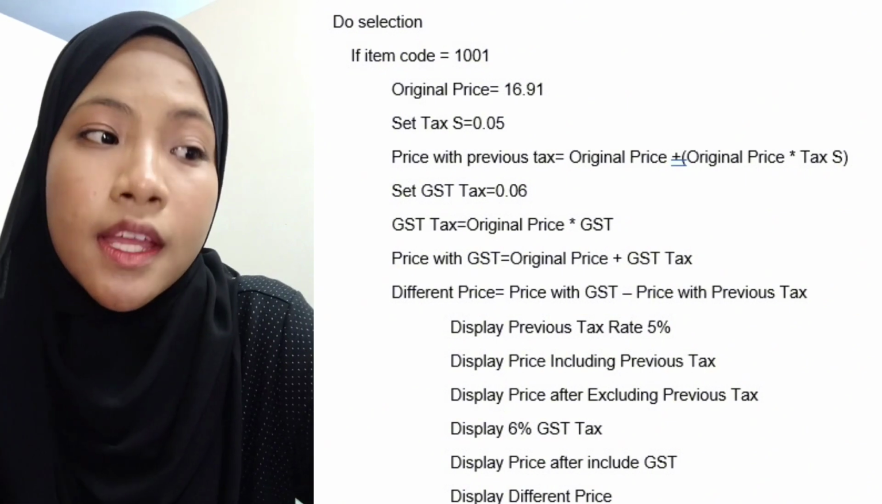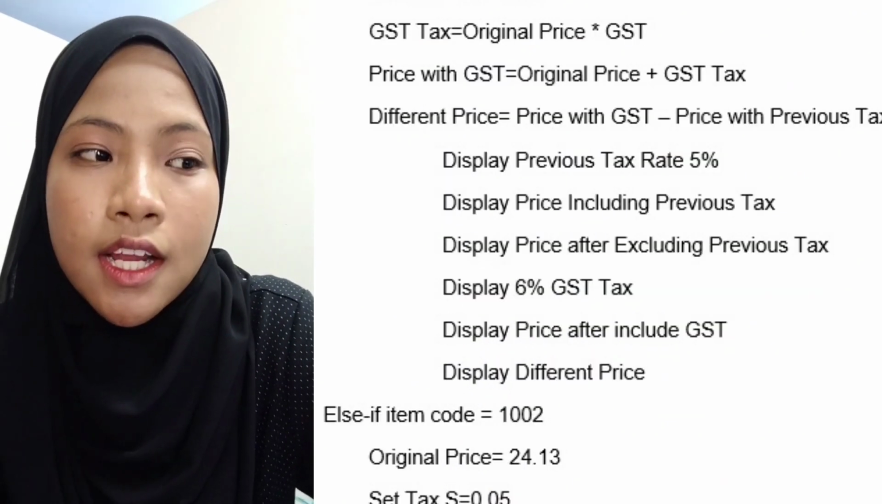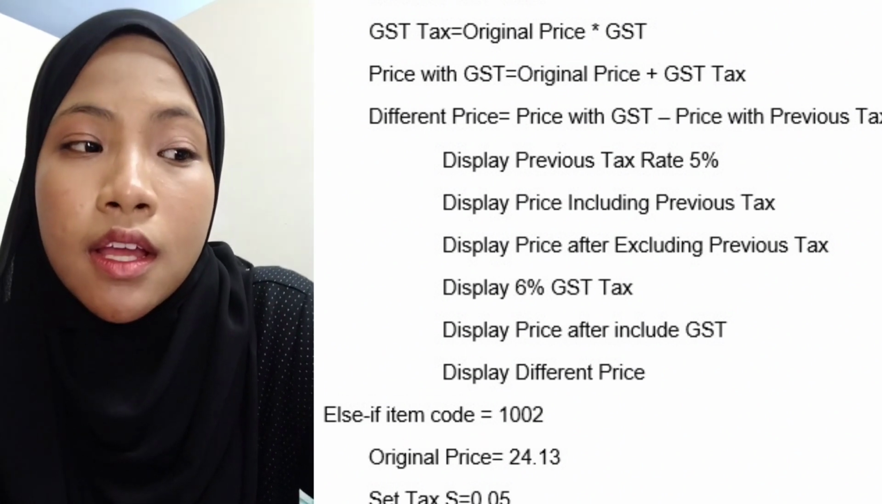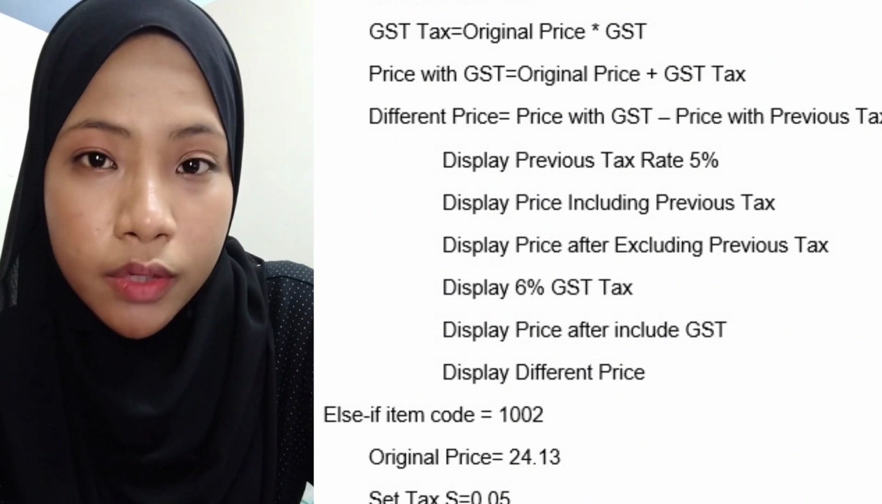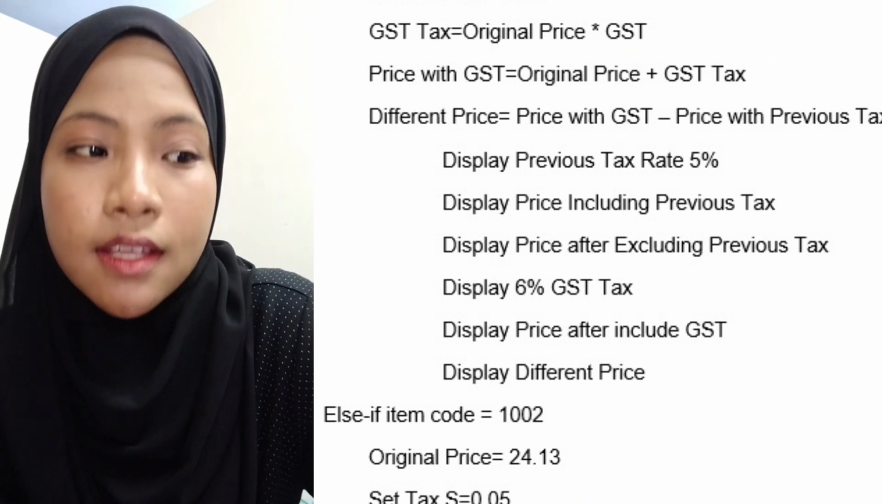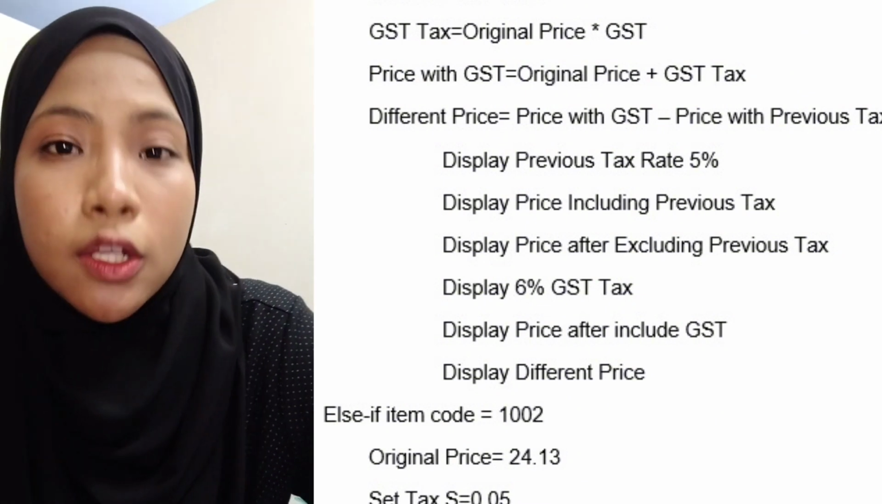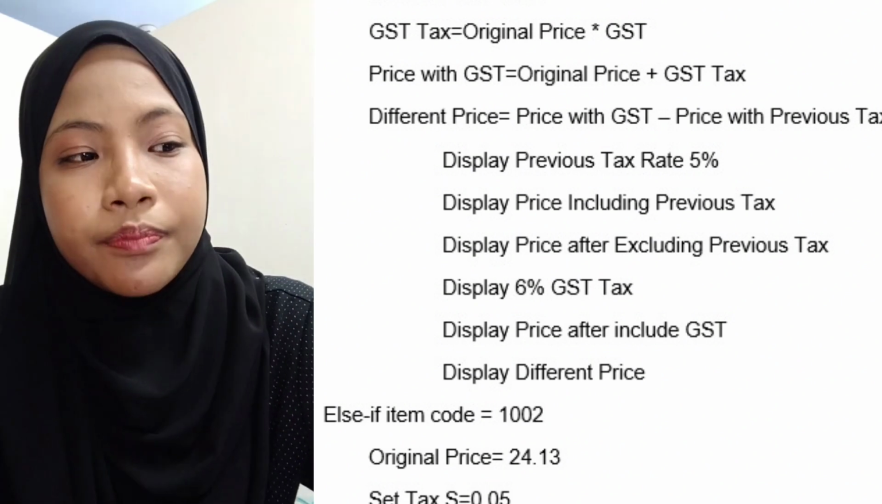And it will display previous tax rate 5%, display price including previous tax, display price after excluding previous tax, display 6% GST tax, display price to include GST, and display different price.